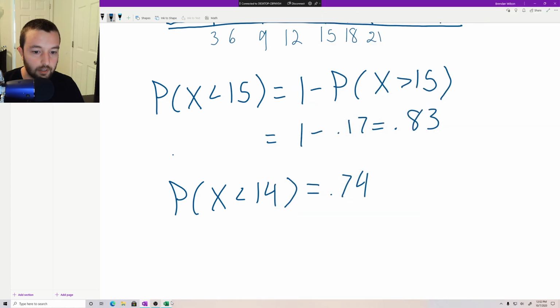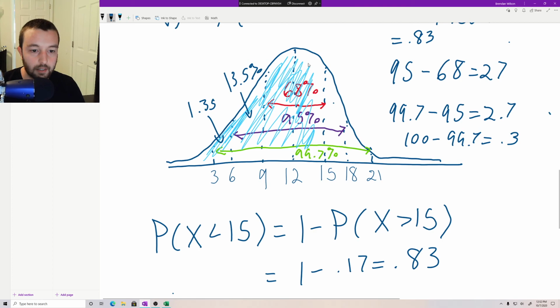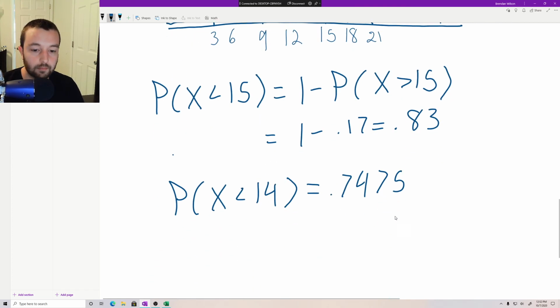Right, 0.74, 75. So this makes sense because it's a little bit less than 0.83 because we have a little bit less area here. Okay.